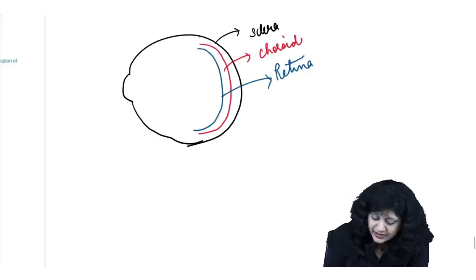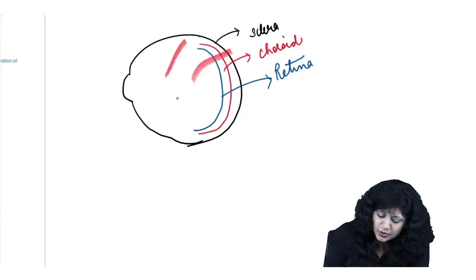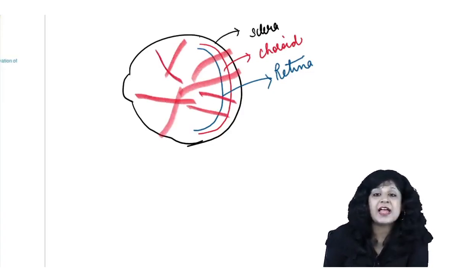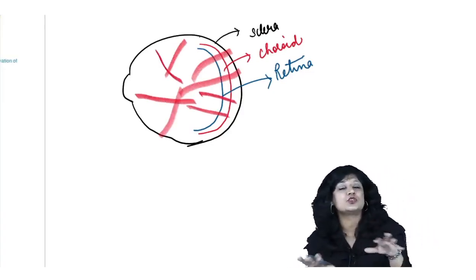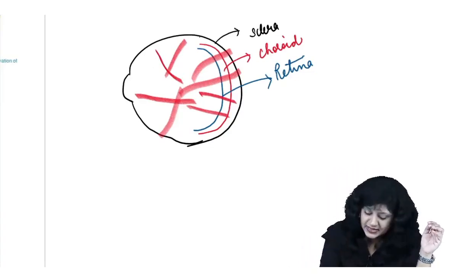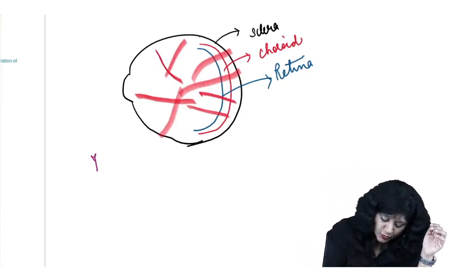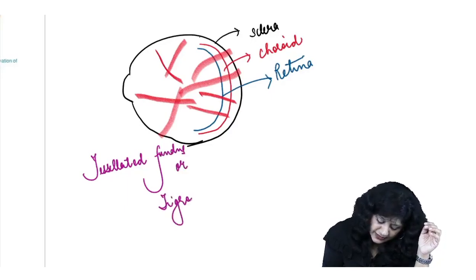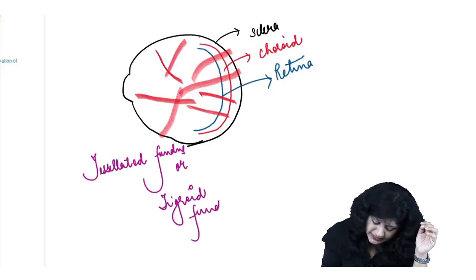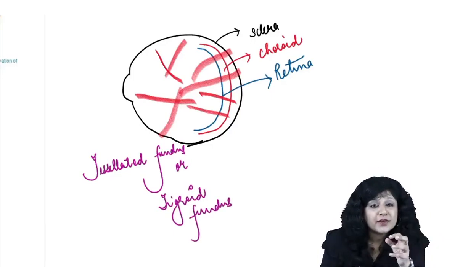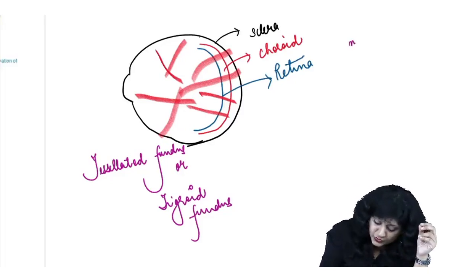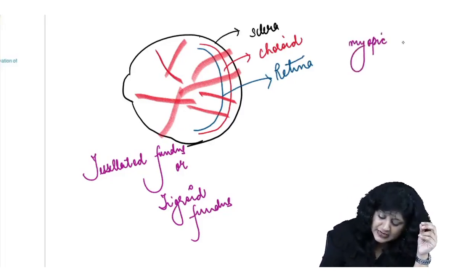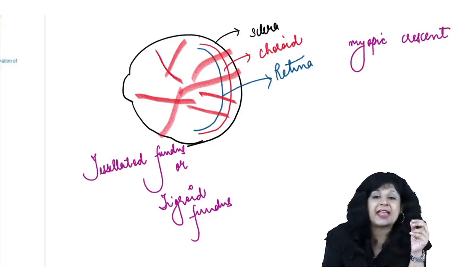Therefore, when you see there, you see a lot of vessels. Why? Because the retina is overstretched, so you are seeing a lot of choriocapillaries. That is why you get what is called a tessellated fundus, or it is also called a tigroid fundus. Due to the stretching, we also get what is called a myopic crescent. Yes or no?